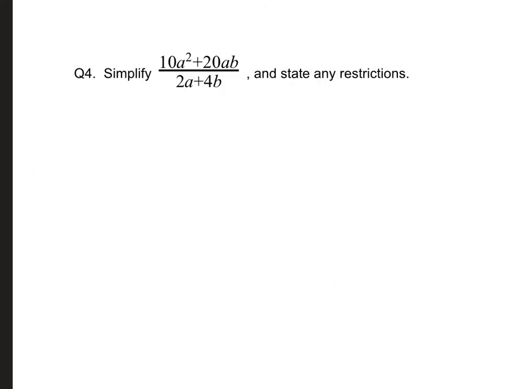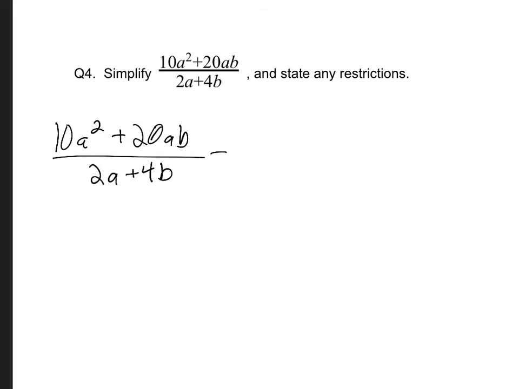All right, final problem. We have the expression 10a squared plus 20ab, which we're going to divide by the expression 2a plus 4b. We want to simplify that, and we want to state any restrictions. So what factors are in common in the numerator and denominator? Now you've noticed that this does not just include one variable like our previous problems, there are multiple variables. So in the numerator, I can see that we have a factor of 10 in common, and we have a factor of a in common. So if we factor 10a out of the first term, we're left with a. If we factor 10a out of the second term, we're left with 2b.